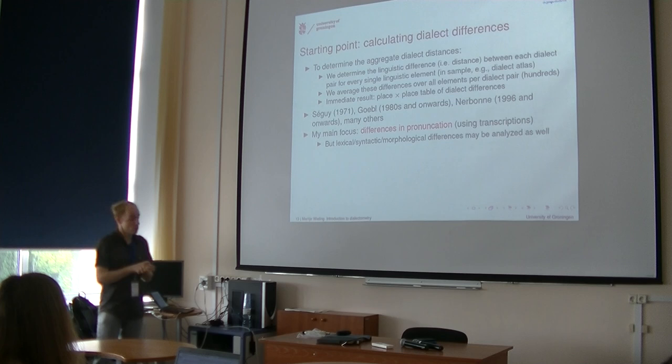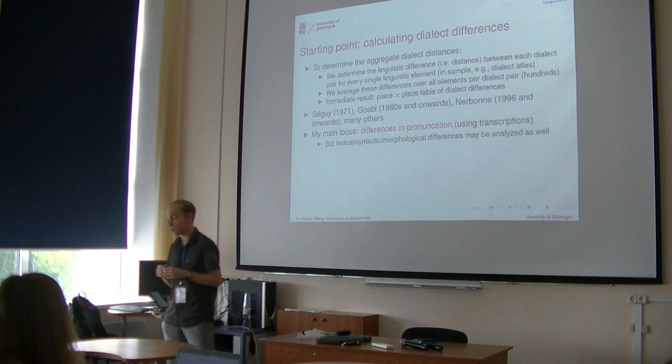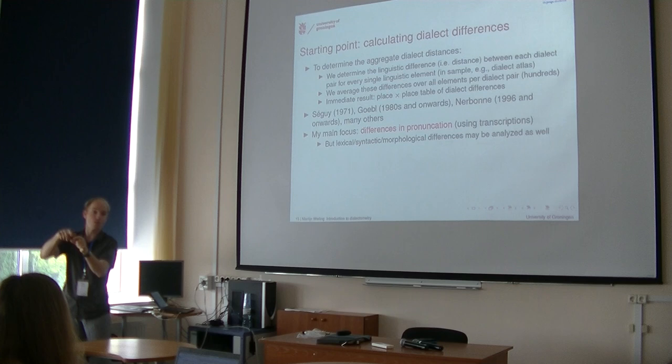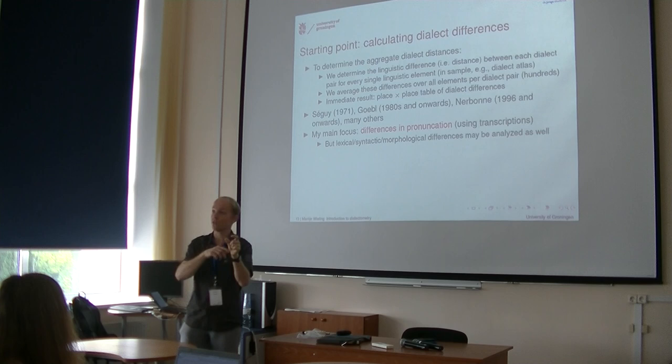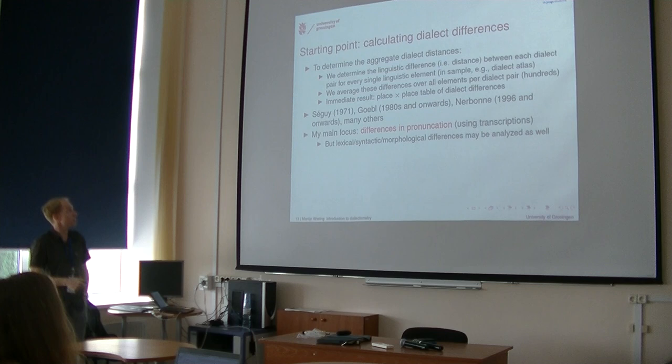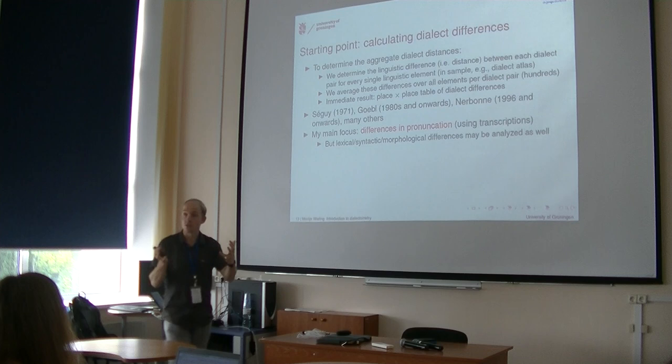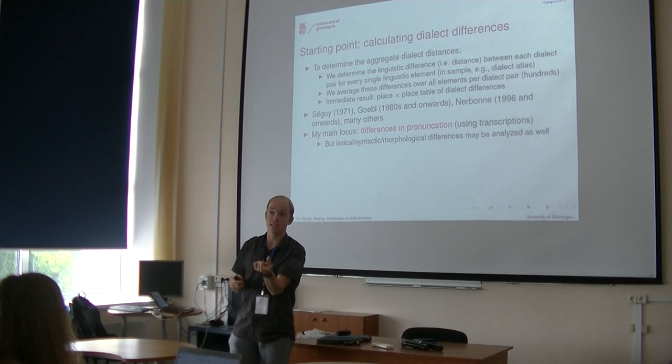So if you have in every location lots of items, pronunciations or lexical variants, then the idea is how can we, for every pair of locations, get some kind of value which indicates how different the two locations are linguistically. That's the idea of what we are going to do. So you have some kind of measure, which gives us, after we have included all our data, between every two places, a quantitative measure indicating how different they are linguistically.